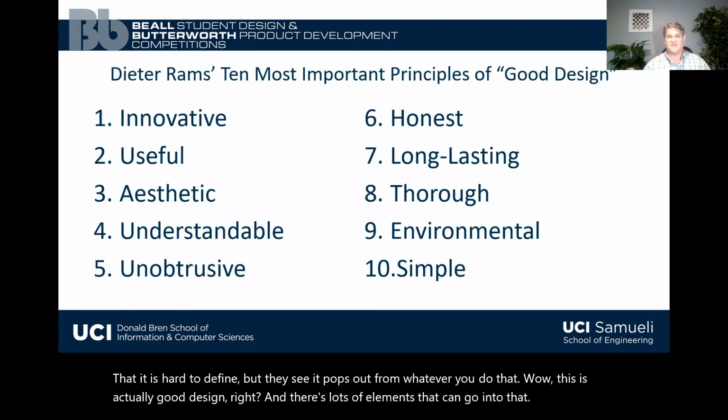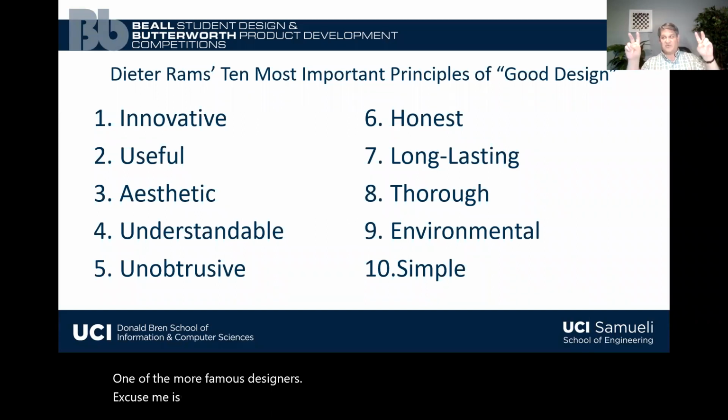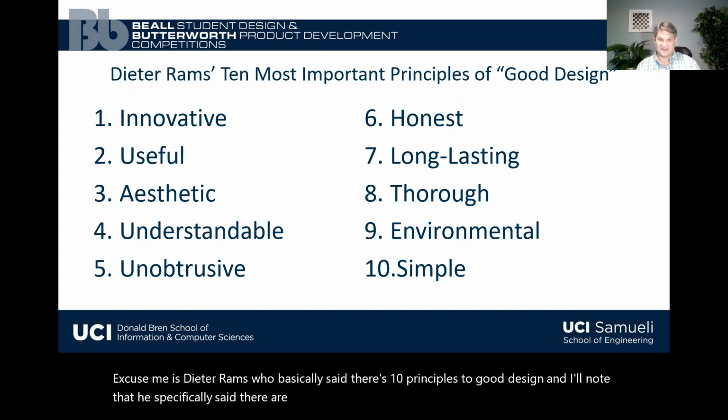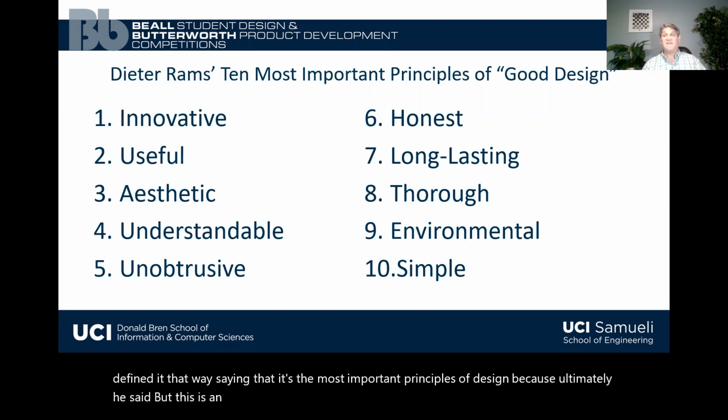One of the more famous designers is Dieter Rams, who basically said there are 10 principles of good design. And I'll note that he specifically said there are the 10 most important principles. It was interesting that he defined it that way, because ultimately he said this is an incomplete list. It is not everything involved in design. It is the top 10 most important principles of design.